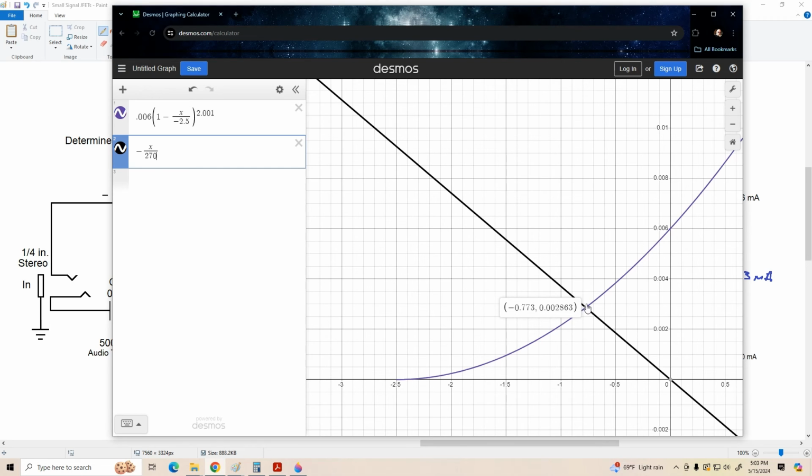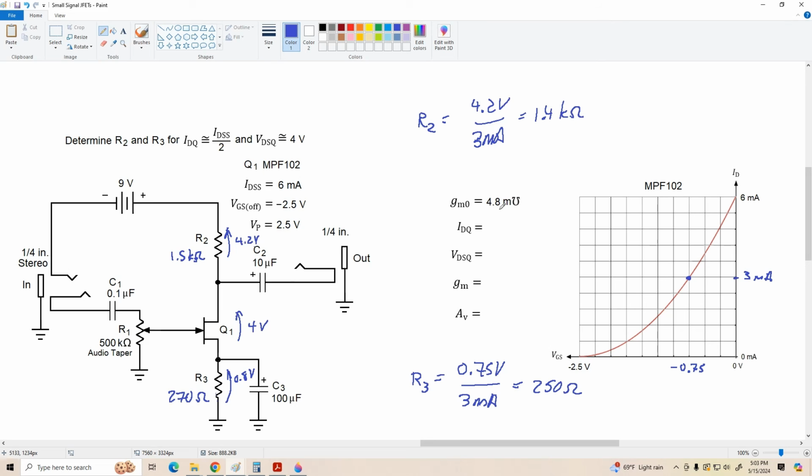We've got a drain current of about 2.86, let's call that 2.9 milliamps. Not too far off. We're actually running at 2.9 milliamps. Our VDSQ is going to be very close to 4, but let's see what we get here.